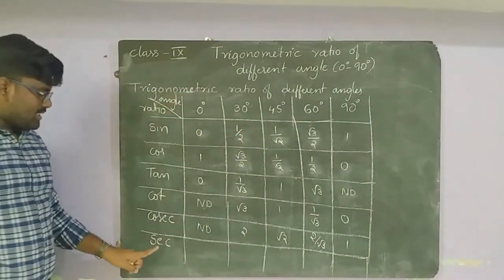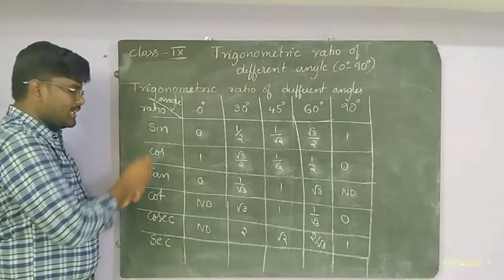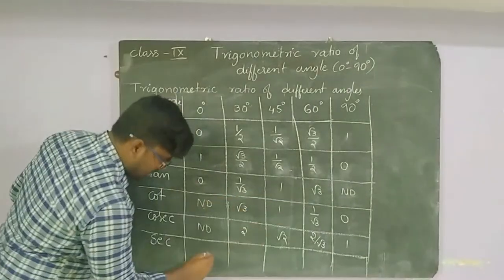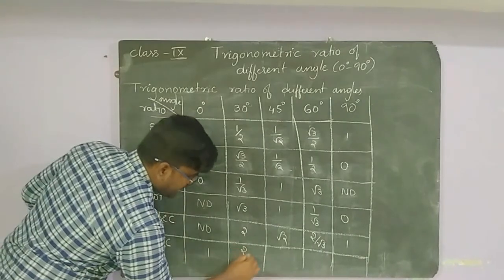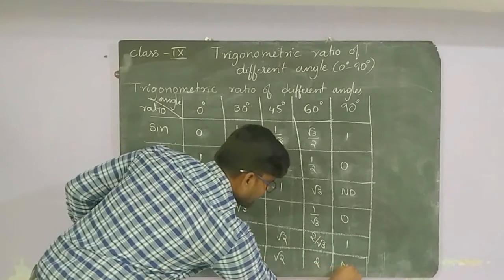In the same way, we want secant. Secant is nothing but the reciprocal of cos, or you can write the reverse order of cosecant. Reverse order of cosecant means 1, 2 by root 3, root 2, 2, not defined.